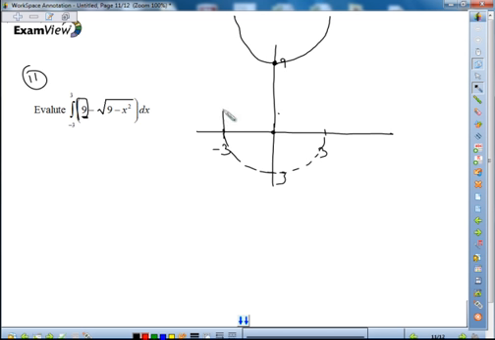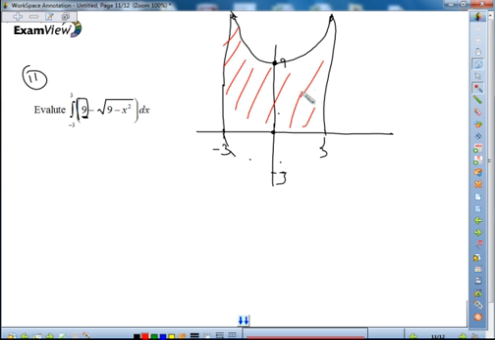So remember, to find the area, you start at the x-axis, go up till you touch the graph. Let me erase this so we don't get confused. So my area under the curve is this. So what I'm going to have to do is find the area of this rectangle, and then I'm going to subtract this half circle to give me the area that I need.